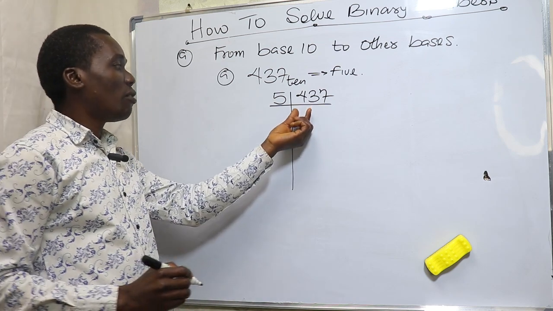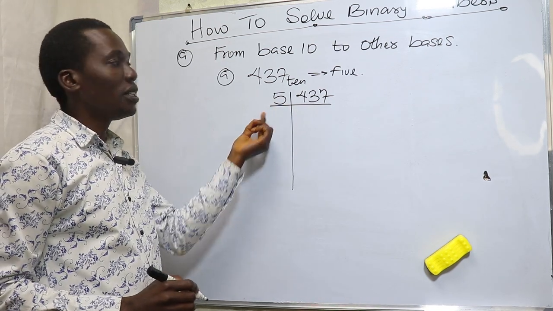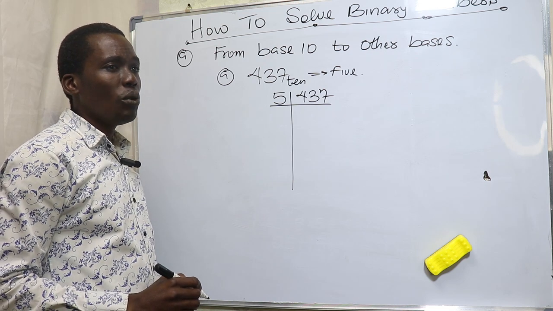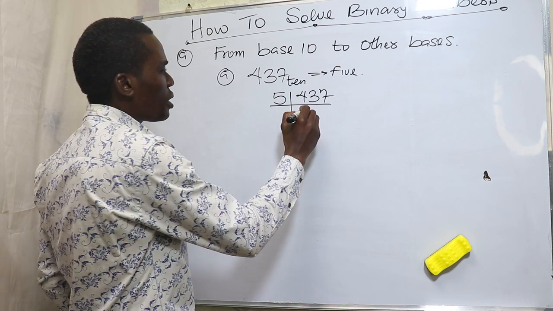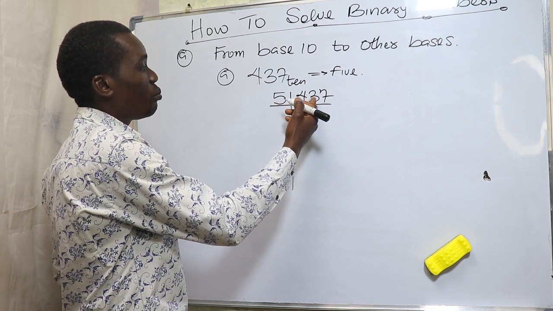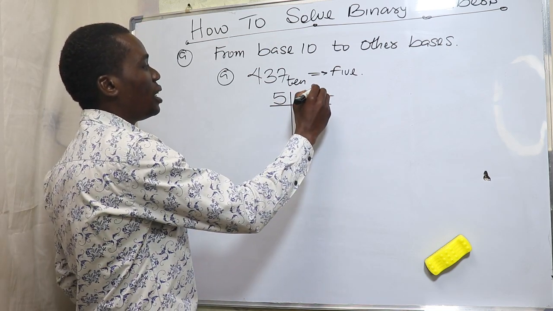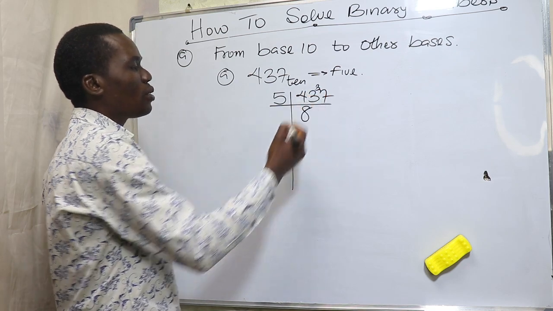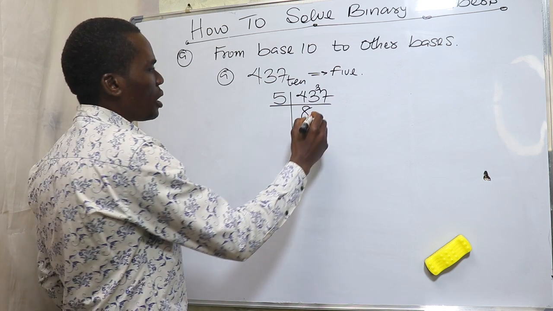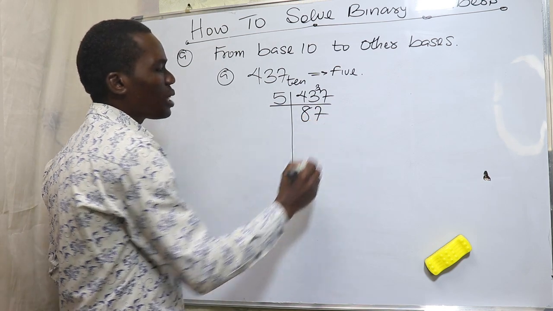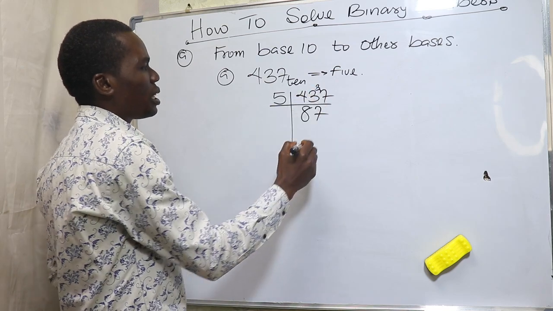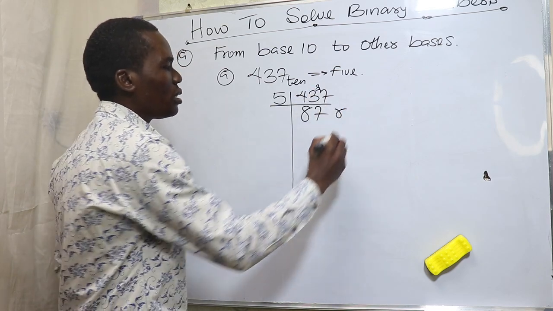So let's start. 43 divided by 5. How many 5s will we get in 43? We will get 8, because 8 times 5 is 40. 8 times 5 will give us 40. If we minus 40 from 43, it will remain 3. So we put it here to make this one 37. How many 5s will we get from 37? That one will give us 7, because 7 times 5 is 35. So if we minus 35 from 37, the remainder will be 2.